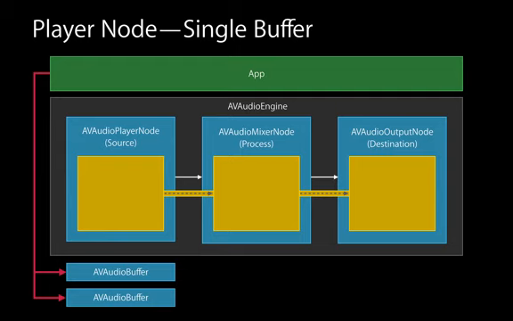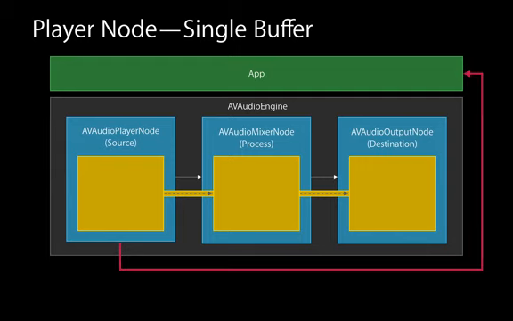In a similar manner, I can work with multiple buffers. So over here, I have multiple buffers. I load data into each one of them, and I schedule each one of them to play in sequence on the player. As each buffer is consumed by the player, I get individual callbacks letting me know that that buffer is done. I can use that as a cue and schedule more data.